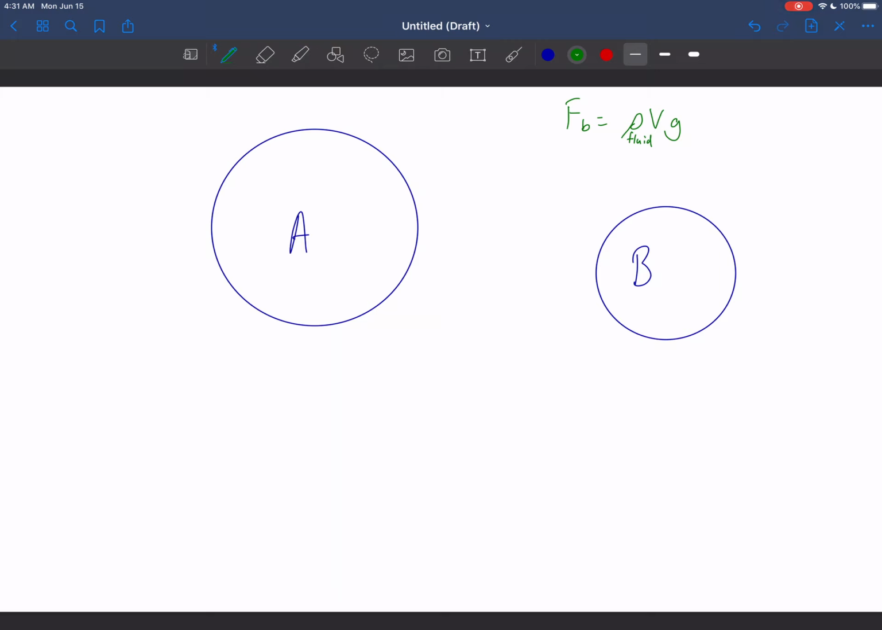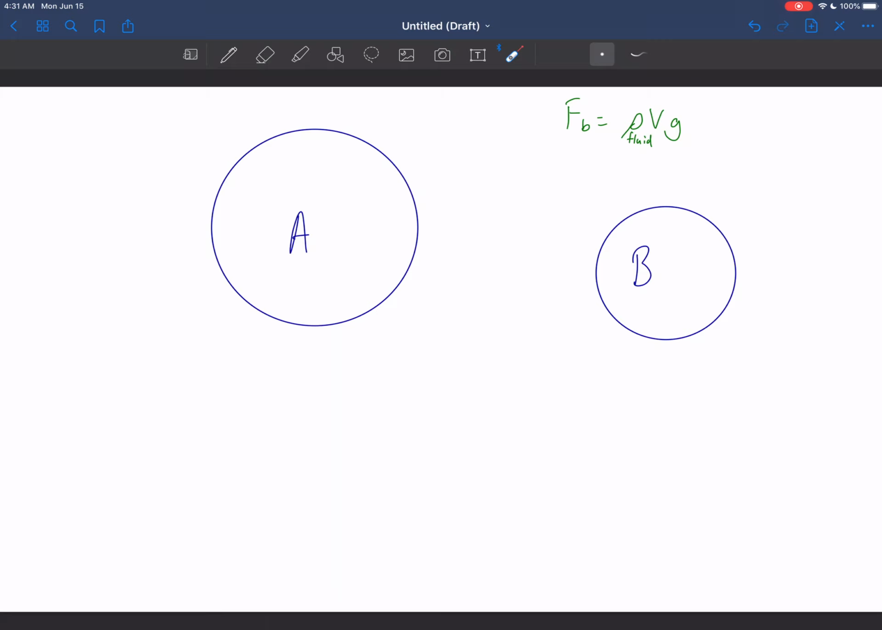Because the mass is the same, but the volume would be different, giving them a different density. So that's if you're looking at rho of the object. However, that would be wrong for the buoyant force. So I'm going to think, okay, rho of the fluid, they're both submerged in water, right? It's a swimming pool. So rho of the fluid is the same.